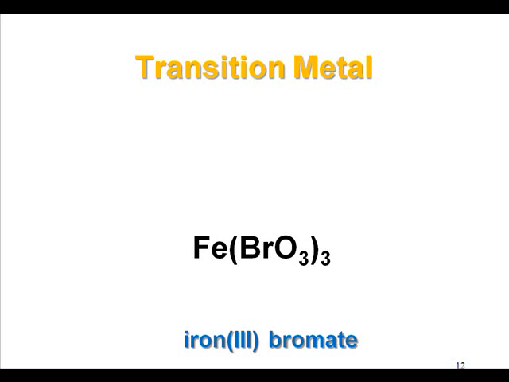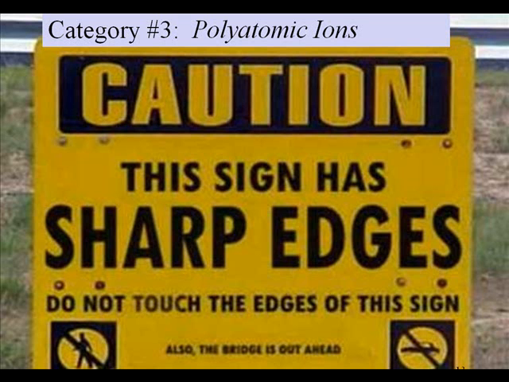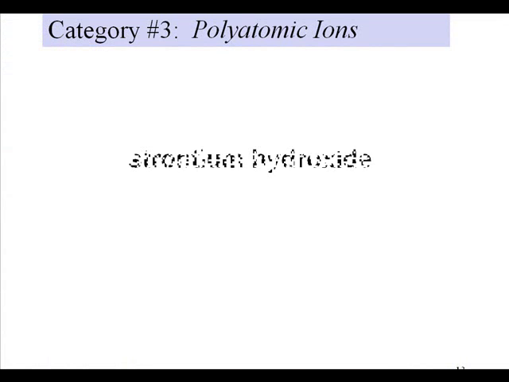Notice that the Roman numeral 3 after the word iron is indicating the ionic state that ion is in to balance it out. There's a third category of ion called a polyatomic ion.